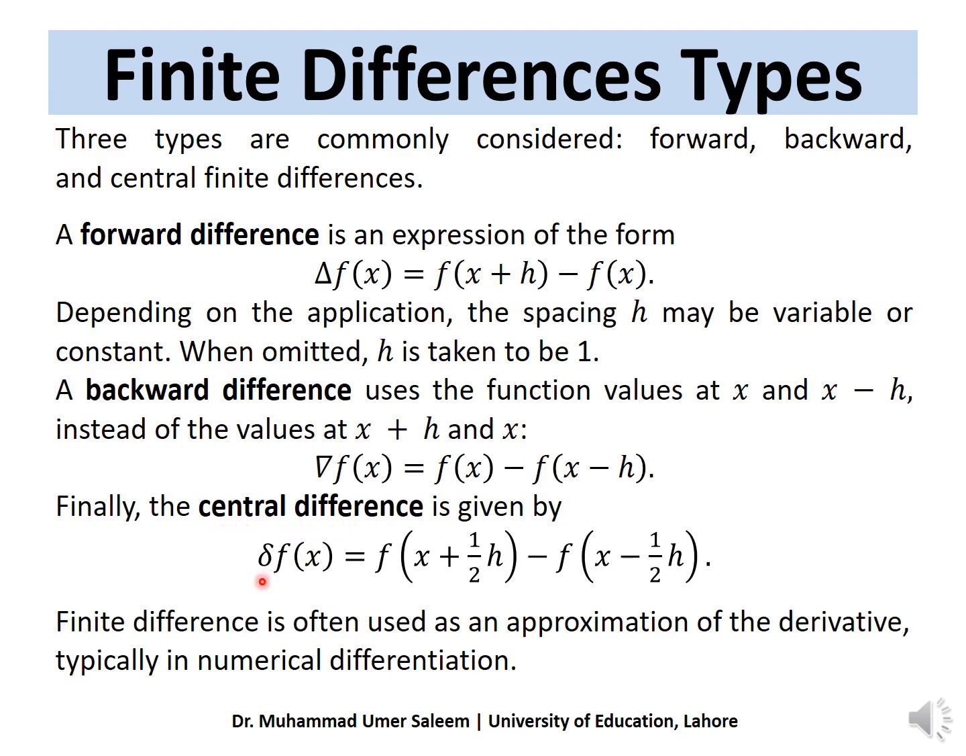So central difference of a function is given as, we come up with the central points. So the central point will be if f(x) is the first point and next point is x plus h, the middle point to that point will be x plus h by 2. And in the similar way, the middle of the previous point will be x minus h by 2. So the difference of these two function values gives us the central difference.